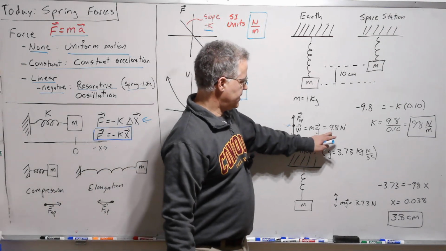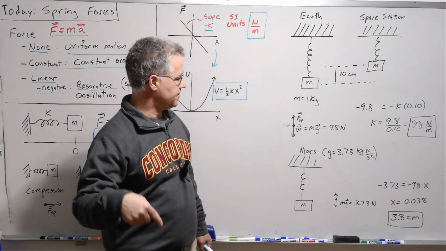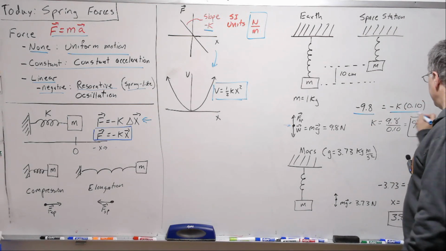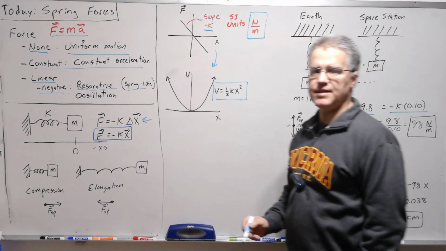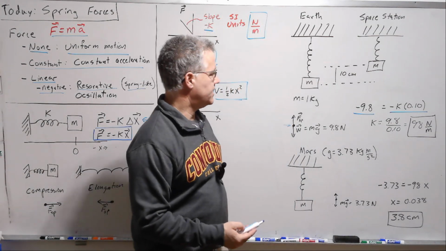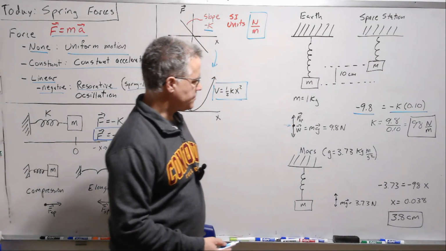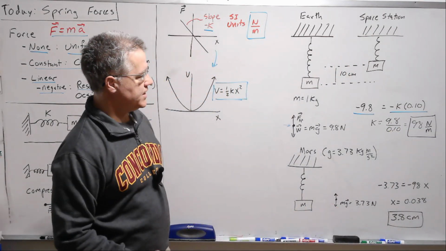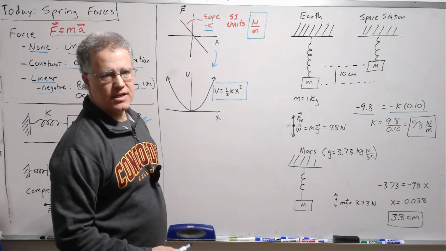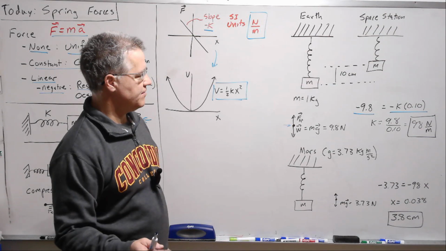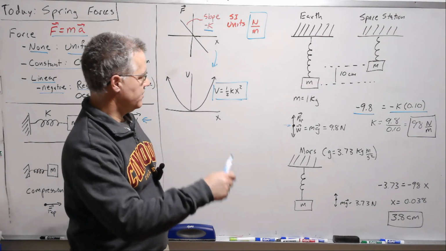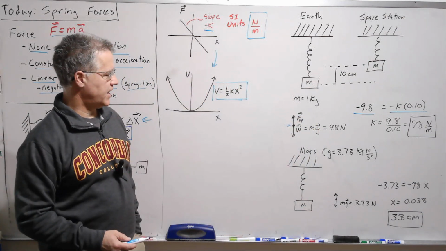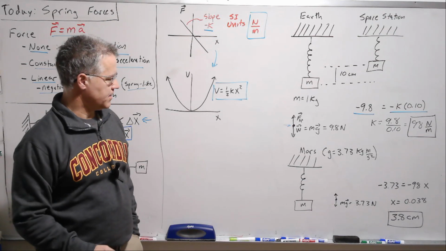So the weight force is 9.8 newtons in the downward direction, and so I can take minus 9.8 equals minus k, and then the change in x is 10 centimeters. So we can write this as 9.8 over 0.1, or 98 newtons per meter. The k should always be a positive number. So if you get yourself mixed up a little bit with the vector directions, at the end just always make sure that your k is a positive number if it's going to be a spring.